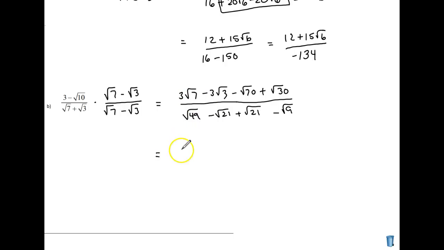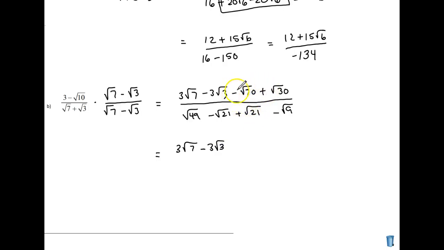So 3 square root 7. I cannot simplify that any farther because, let me try that again, 3 times the square root of 7, because 7 is prime and there are no perfect square factors. Similarly, 3 square root 3, I cannot simplify that.